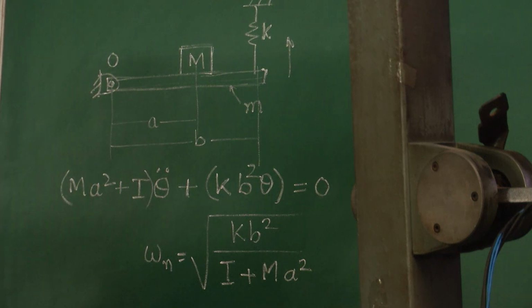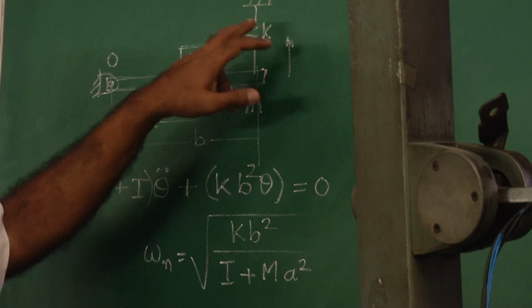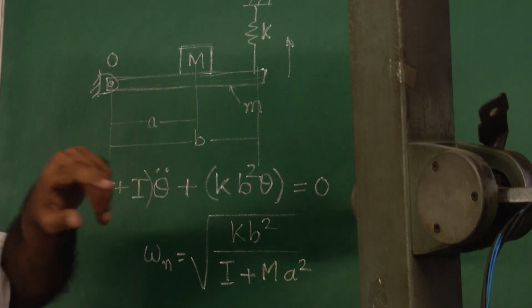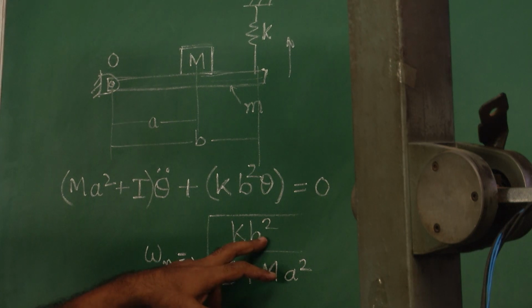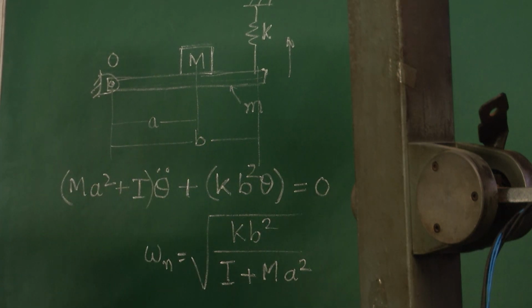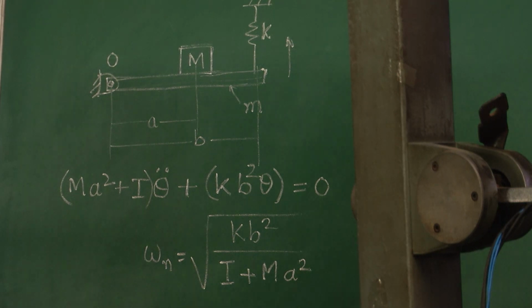So, based on the dimensions and the material, you can find out the value of I. The spring rate k of the spring holding the beam at the tip is also known, and the position of the point at which it is connected is also known. So, everything is known here to find out the natural frequency. Now, that is the theoretical part.